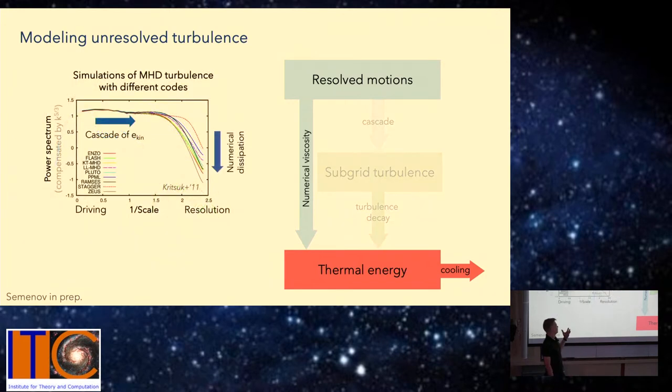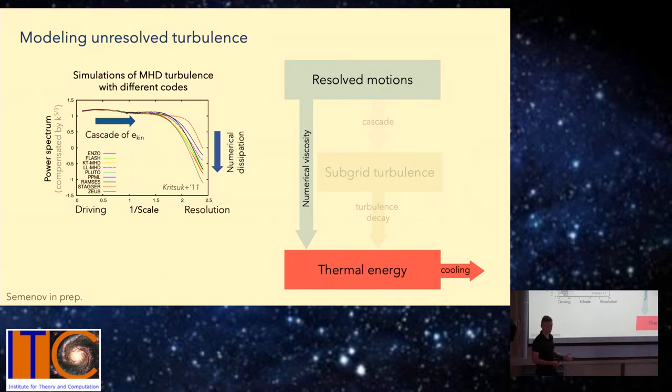At the same time, we know that to model turbulent flows, it's not always necessary to have any explicit model. As long as the onset of the turbulent cascade is resolved, codes will follow the cascade at the resolved scales correctly. This, for example, shows power spectra of turbulence in a large number of simulations run with different codes of the same turbulent initial conditions, and they all differ only around the resolution scale, because these different codes have different implementations, different hydrodynamical methods, so they have different associated numerical viscosity. But at large scales where the flow is resolved, all these codes ensure that the cascade of kinetic energy is correct.